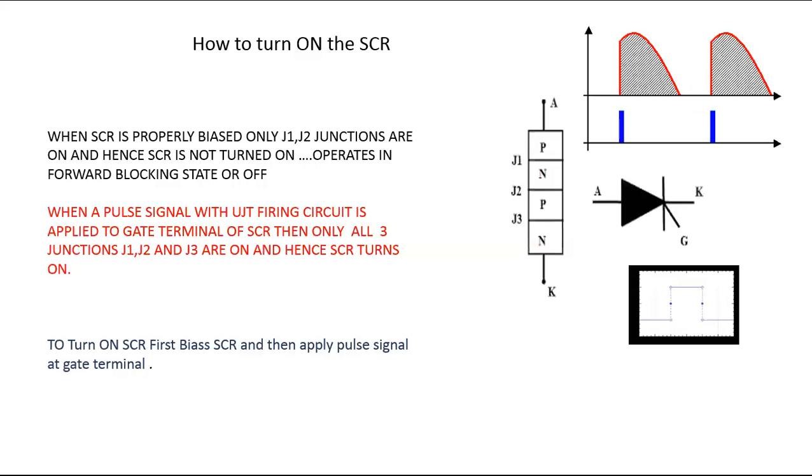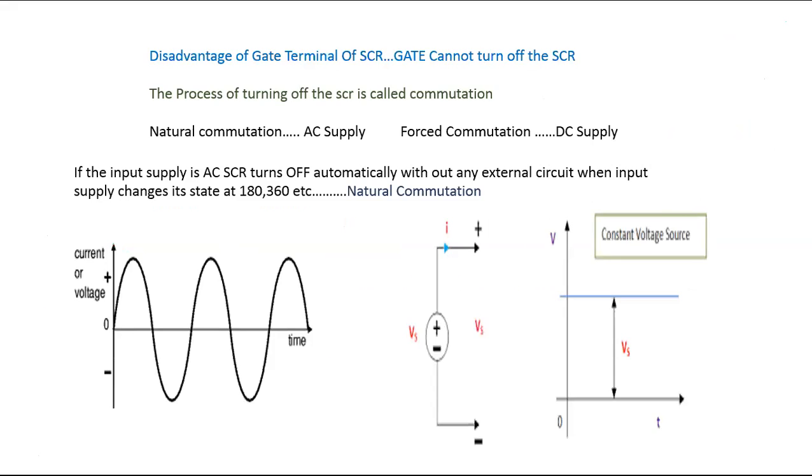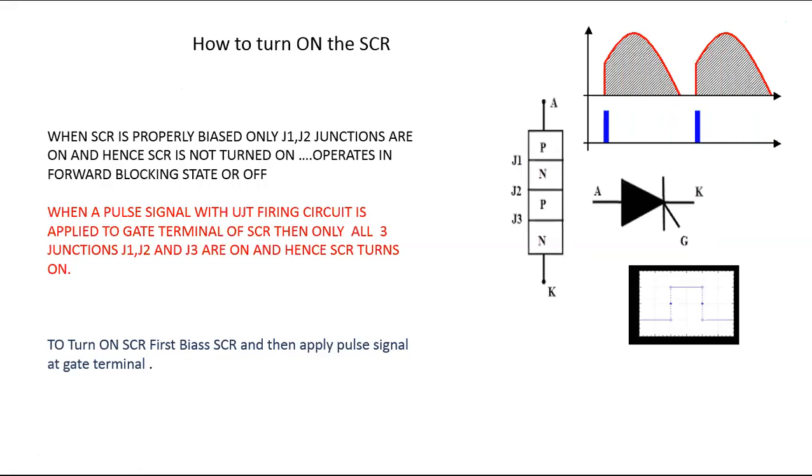So how to turn off the SCR, we have techniques. First we are discussing how to turn on the SCR. The SCR should be biased and the UJT signal applied. Then we confirm that the SCR is on. This is the statement regarding what we have discussed just now. Okay, so we got the circuit. Now we concentrate on the word commutation, commutation of the SCR. So how to turn off the SCR?